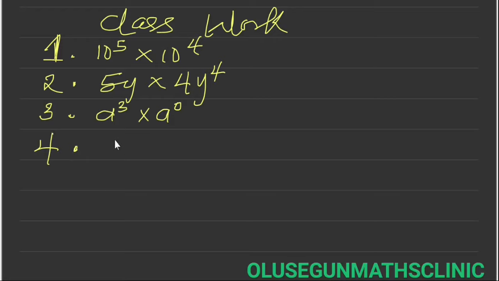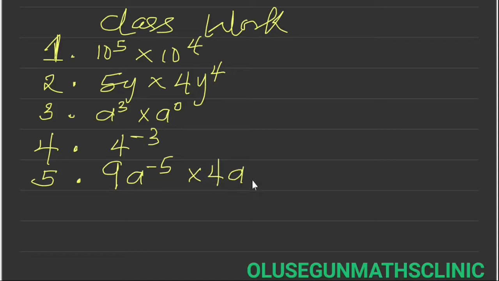Number 4, 4 raised to power minus 3. Number 5, 9a raised to power minus 5 times 4a raised to power 6. Number 6, 6 times z raised to power 0. So please, I want you to help me solve these 6 questions and tell me the values of your answers, and let me know where we can come in.